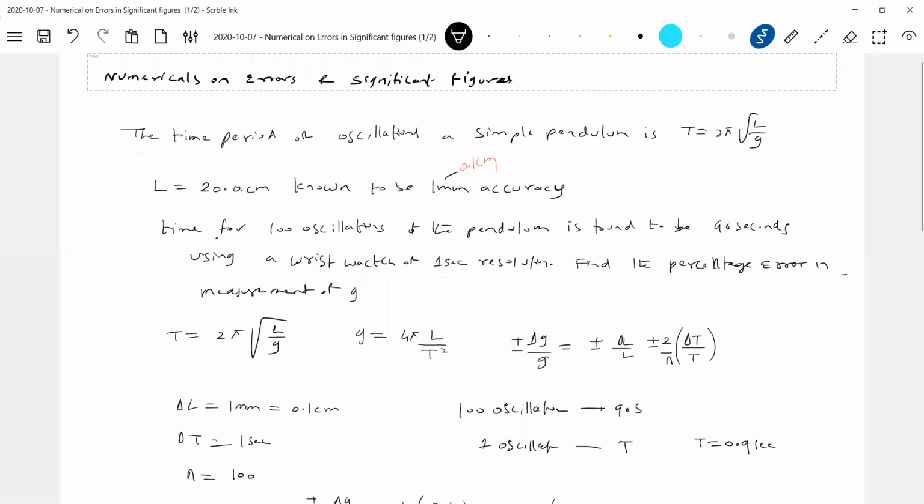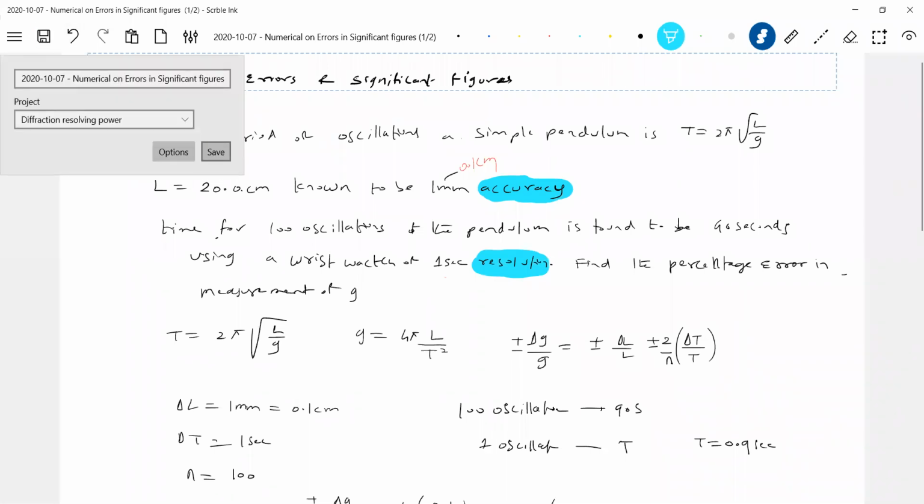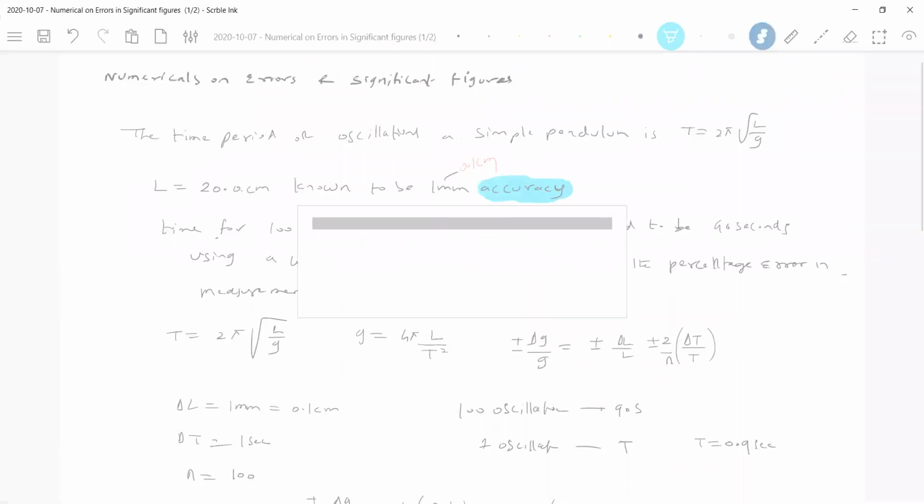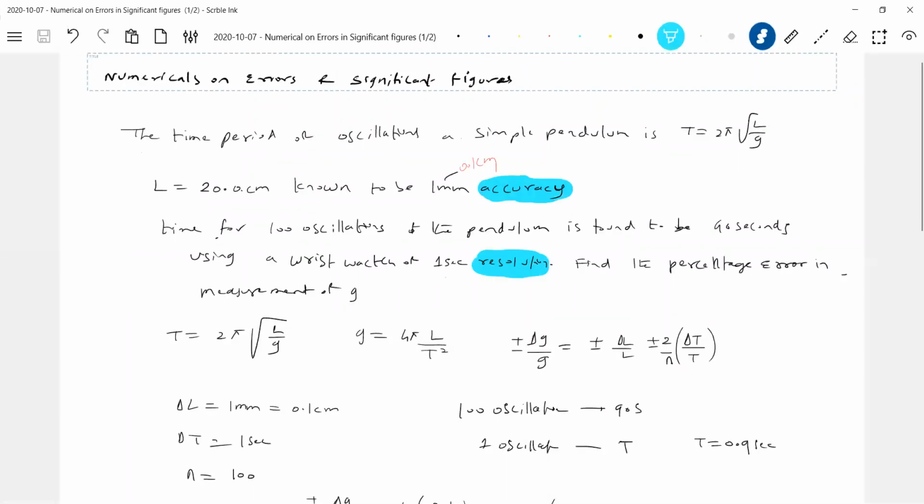I think these terms are really confusing for students. Sir, why don't they give it directly? This is what you have to be careful about. Sir, T is 0.9 seconds now, but you wrote 90 seconds. Time for 100 oscillations is 90, no? Yes. Please do look at that.